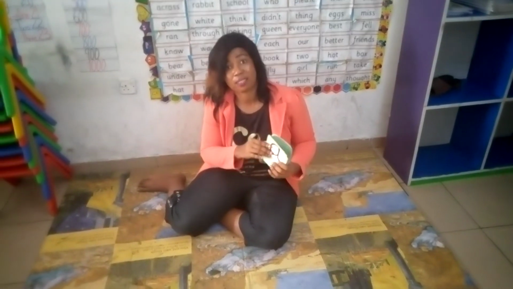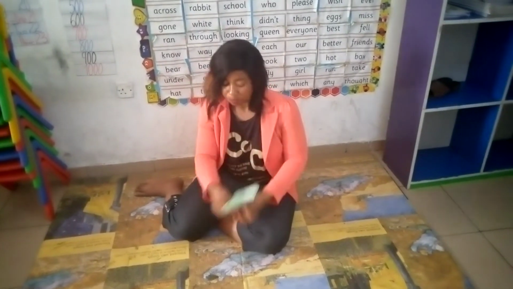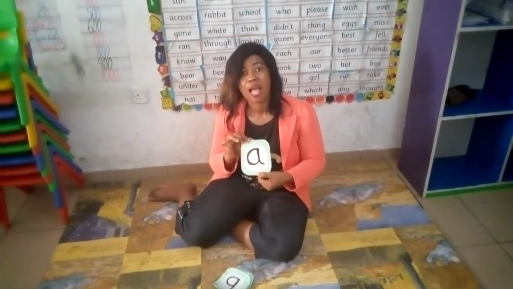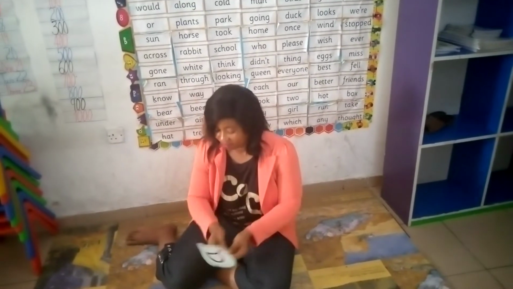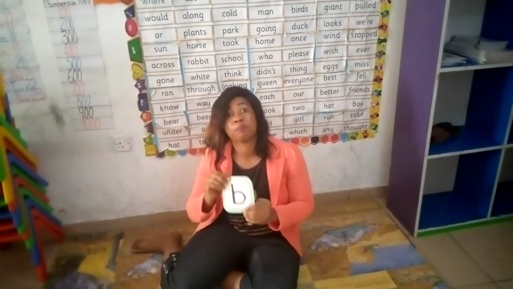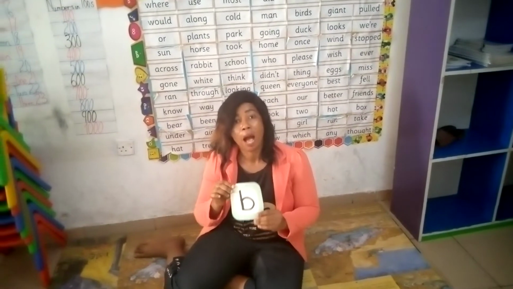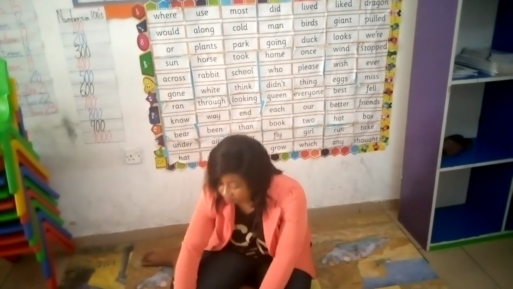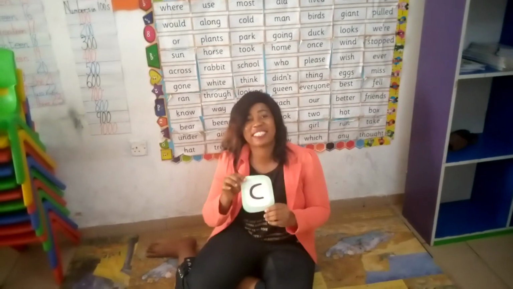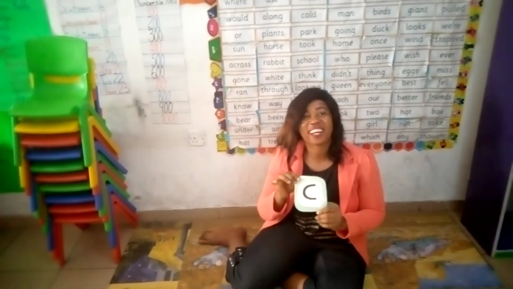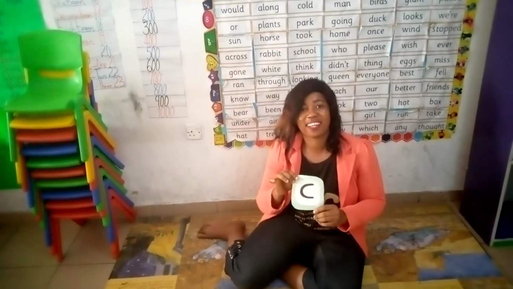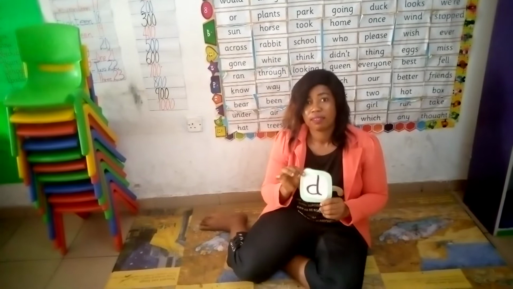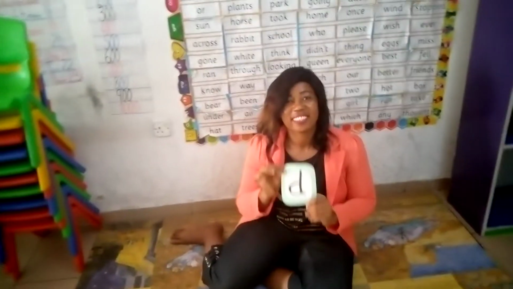Okay, so let's start with the A. The A says ah. The B says b, b, b, b, b. The C says k, k, k, k. The D says d, d, d, d.